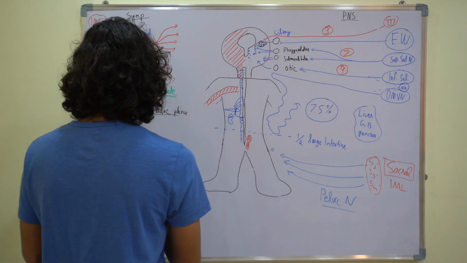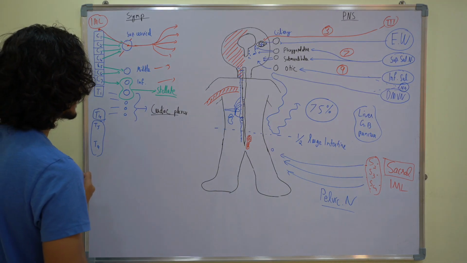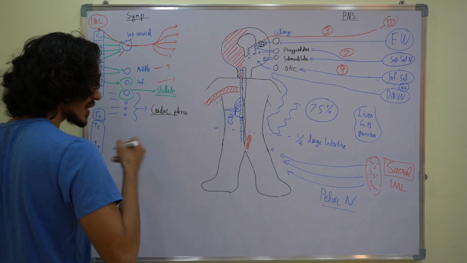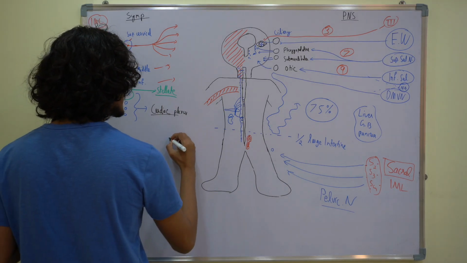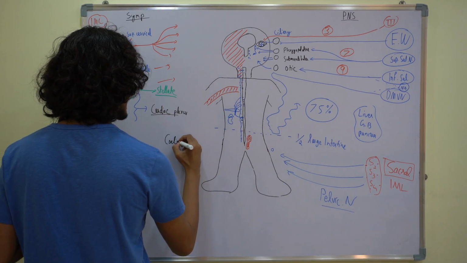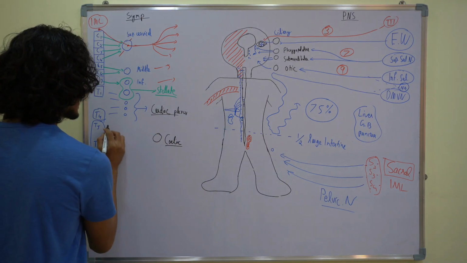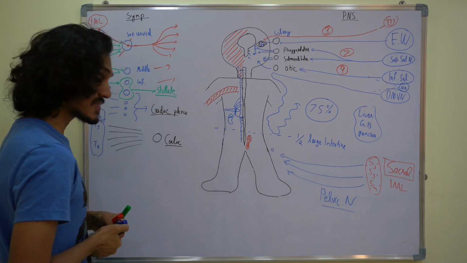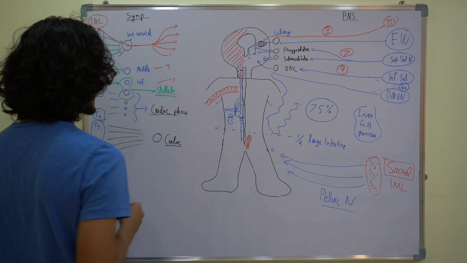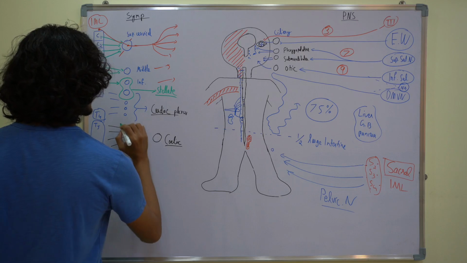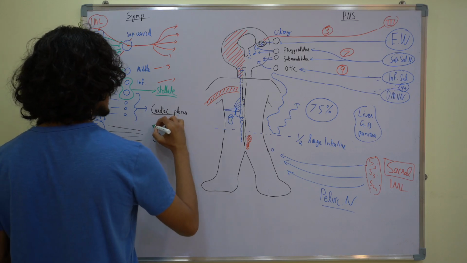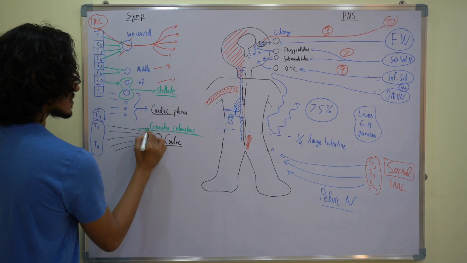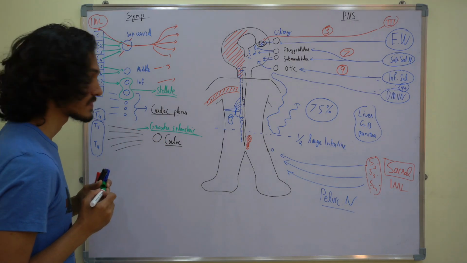Right, so from T5 to T9, these fibers are going to go to your abdomen and reach the celiac ganglia. So these fibers are going to reach the celiac ganglia. This is what is called the greater splanchnic nerve, right? So over here this would be the greater splanchnic nerve.